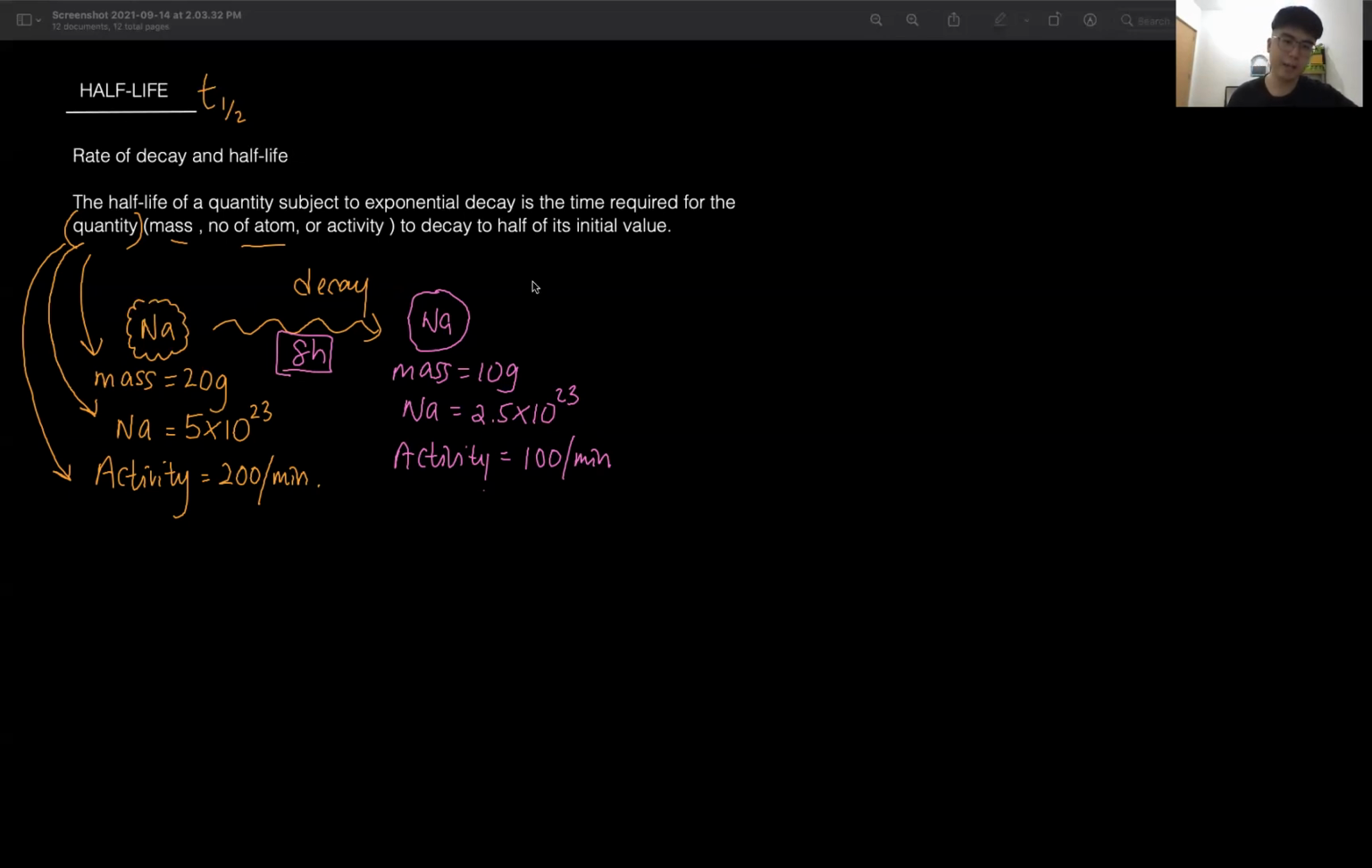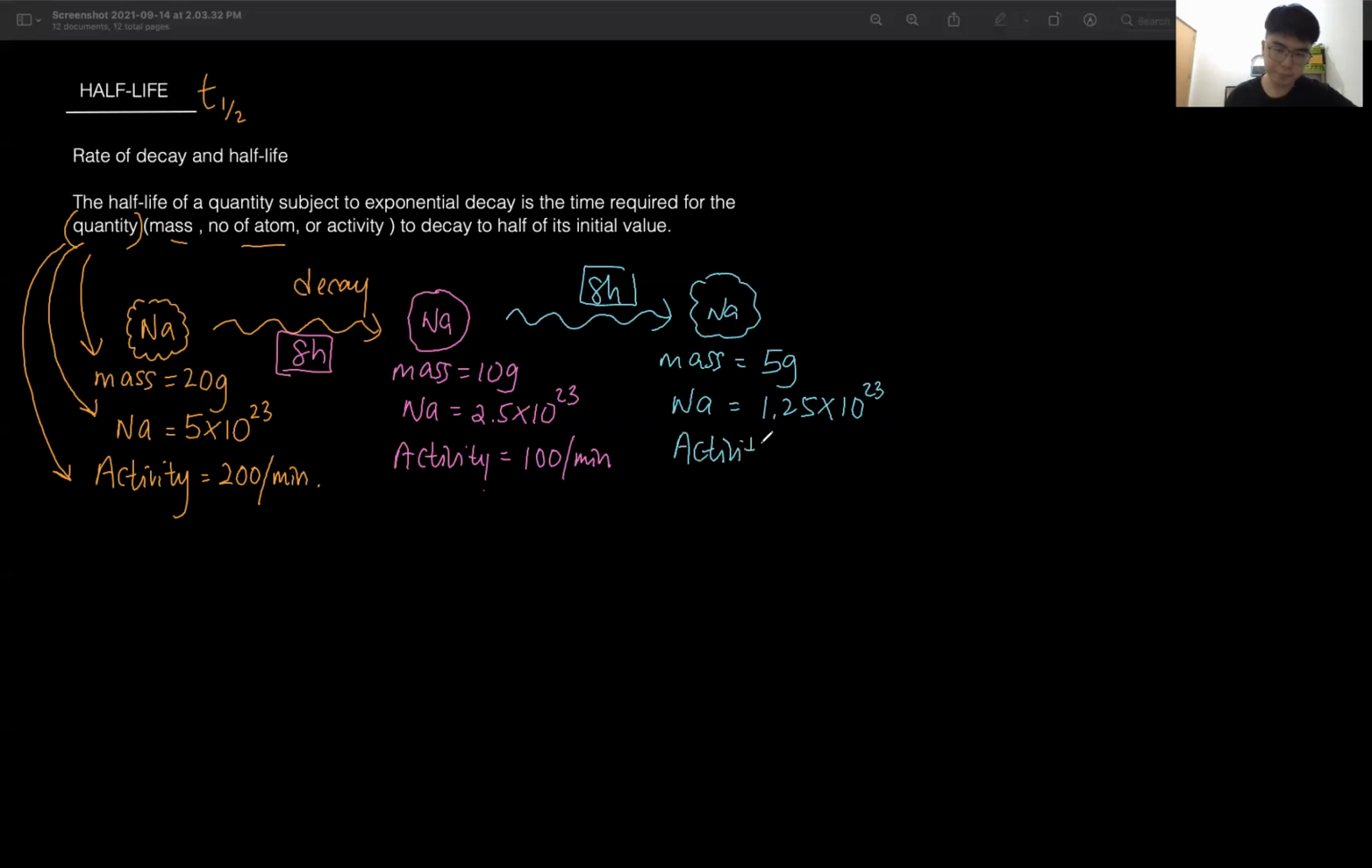And then again, another 8 hours. You take the measurement again, and you find that the mass becomes, again, half. So 20, 10, half of 10 is 5 gram. The number of Na atoms is half of this, so 1.25 times 10 to the 23. And the activity becomes half, so it's 50 per minute.